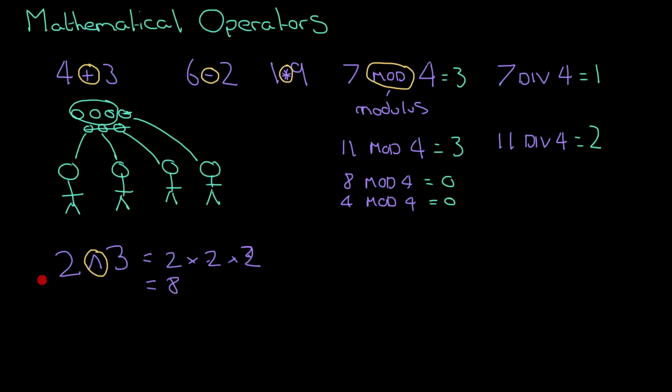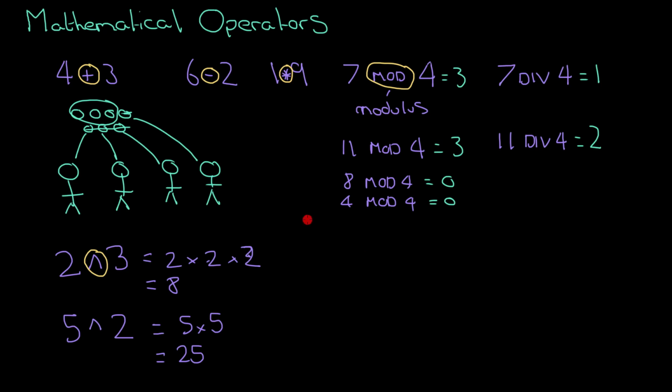And likewise, if I did 5 to the power of 2, that's the symbol that we use in computer science. Then that is 5 times 5, which equals 25. So they're fairly straightforward, I think, mathematical operators. You've got mod, you've got div, and you've got this one here, which is just a symbol that you need to remember. The other thing that I'll cover very briefly is comparison operators.